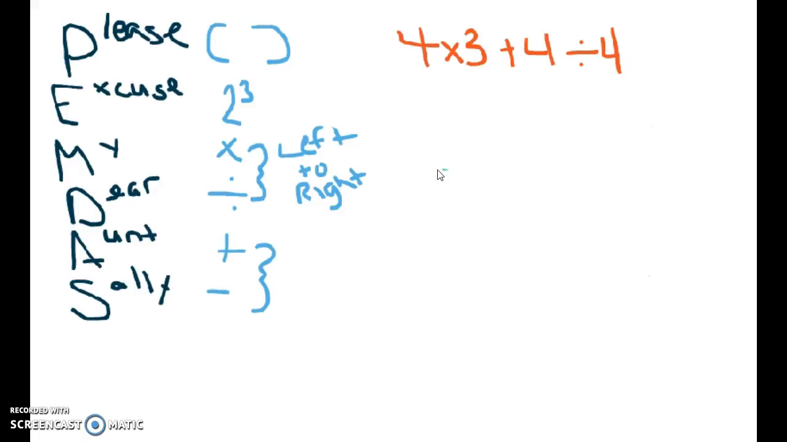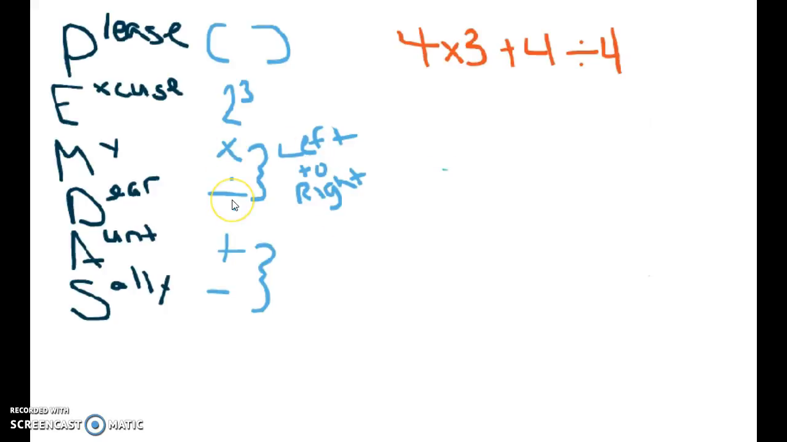Alright, so here's our next problem that we are going to solve. We're going to try to solve it using the order of operations again. So let's look. Are there any parentheses? No, there are no parentheses anywhere in here. So then we're going to look at exponents. Are there exponents? No, there are no exponents.